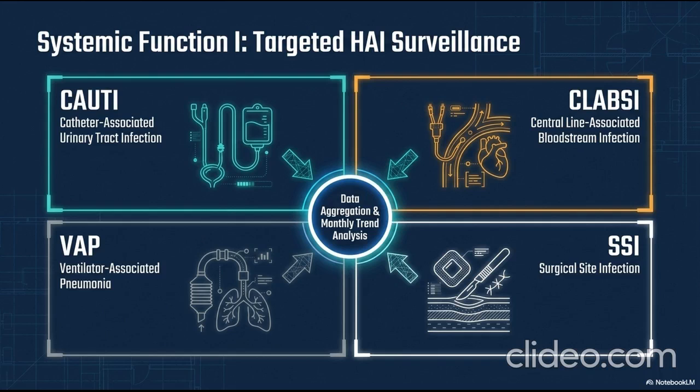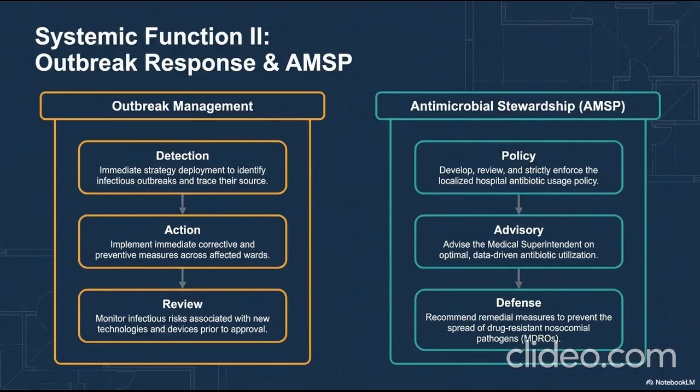Slide 10. Systemic Function 1. Targeted HAI Surveillance. Our primary diagnostic radar is targeted surveillance. We focus on the 4 major healthcare-associated infections: CAUTI, CLABSI, VAP, and SSI. This allows for rigorous data aggregation and monthly trend analysis to pinpoint systemic failures.